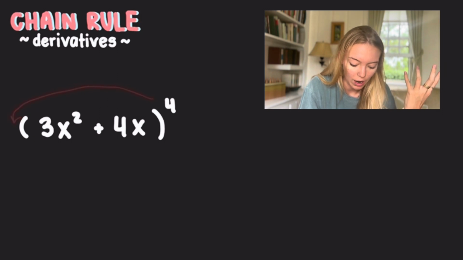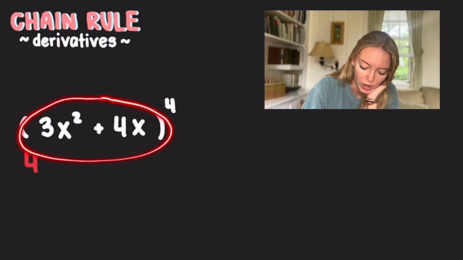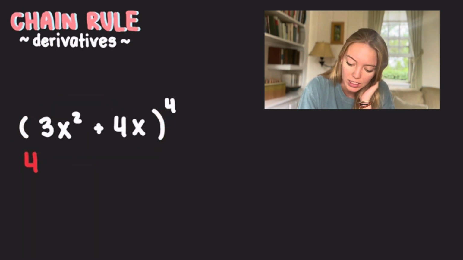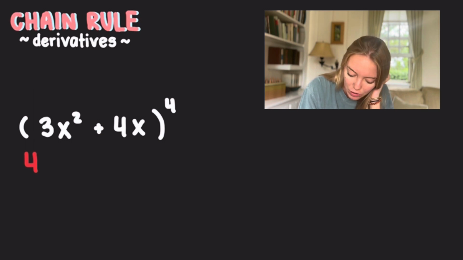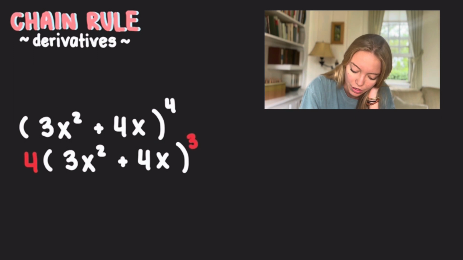We bring this 4 out in front and subtract 1. So now that we've brought the 4 down, we subtract 1 from the exponent. But with the chain rule, we leave whatever is inside the same. So it's going to be 4 times the inside function to the third power.